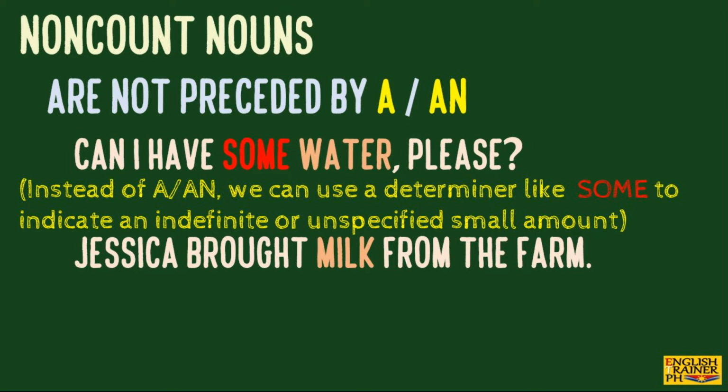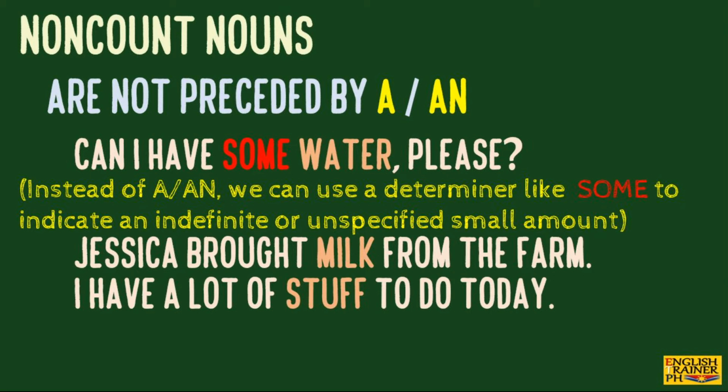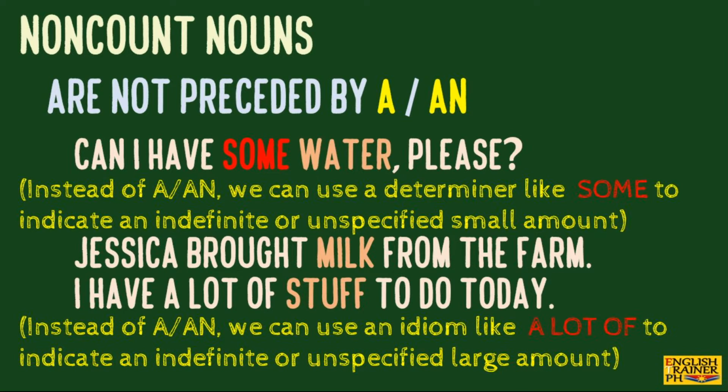Jessica brought milk from the farm. Like water, milk is a liquid and is uncountable. We cannot count milk. So, we cannot put a or an before milk. I have a lot of stuff to do today. Stuff is an uncountable noun. So, instead of a or an, we can use an idiom like a lot of to indicate again an indefinite or unspecified amount, but since we use a lot, then we're talking about a large amount.